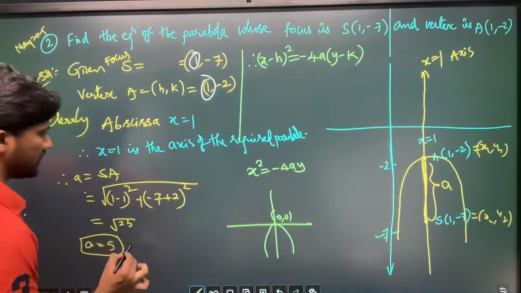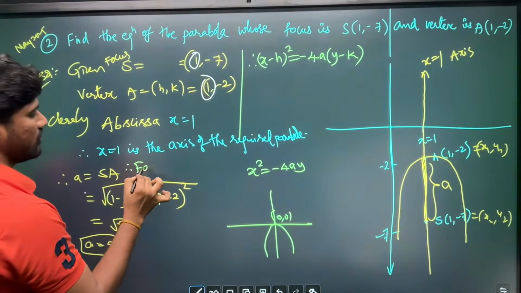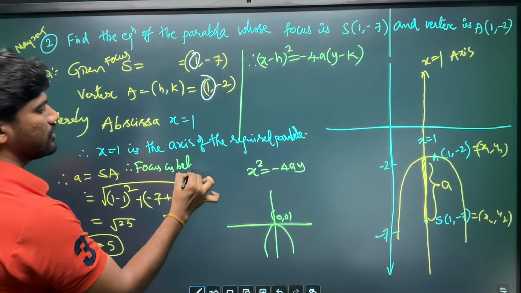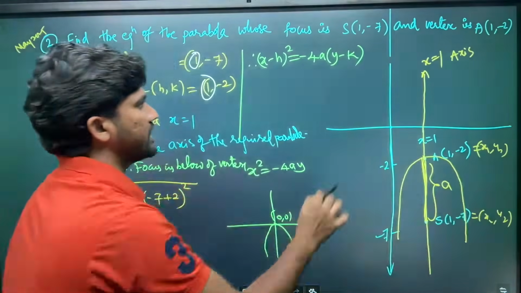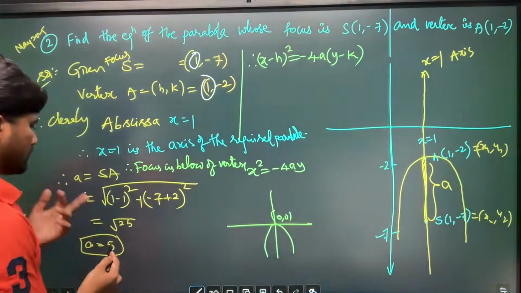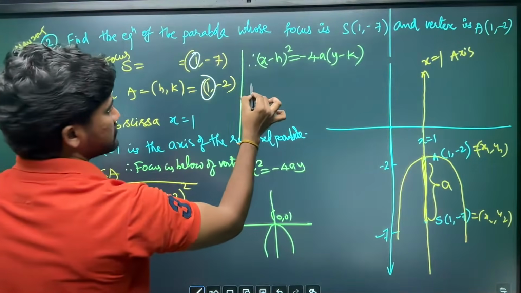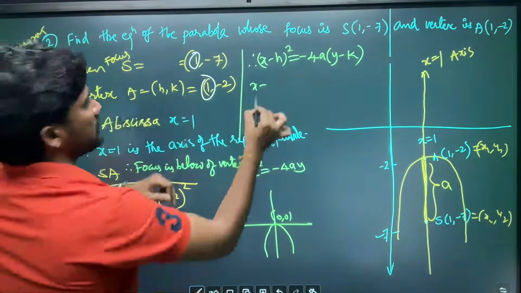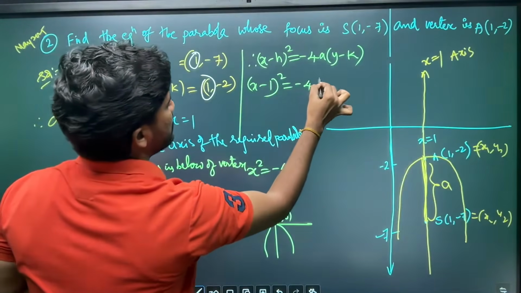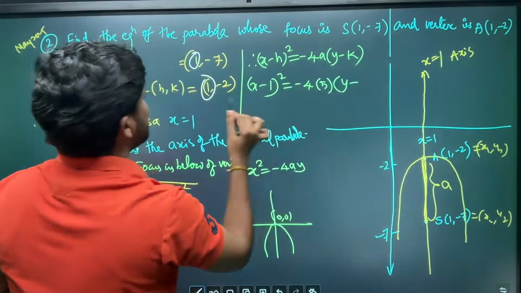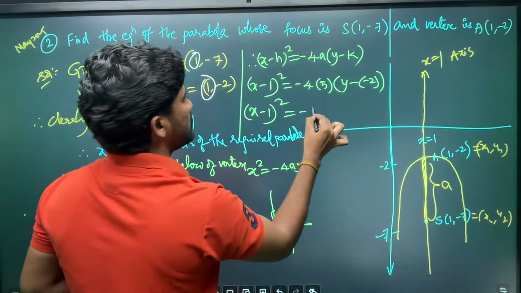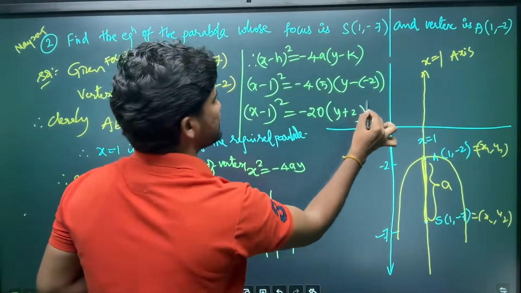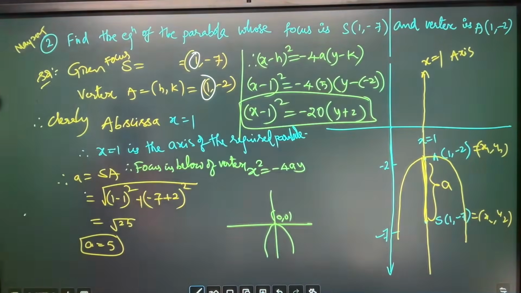You have to write this point. So here, the focus is below the vertex, so that parabola faces towards the negative direction. So you know very well. You have the small a value and the h value, so substitute. x - h means 1, whole square, is equal to -4 into the a value, which is 5, into (y - k), and the k value is -2. Clear? So therefore (x - 1) whole square is equal to -20 into (y + 2). This is the required equation of the parabola. Okay, so (x - 1) whole square equal to -20 into (y + 2).